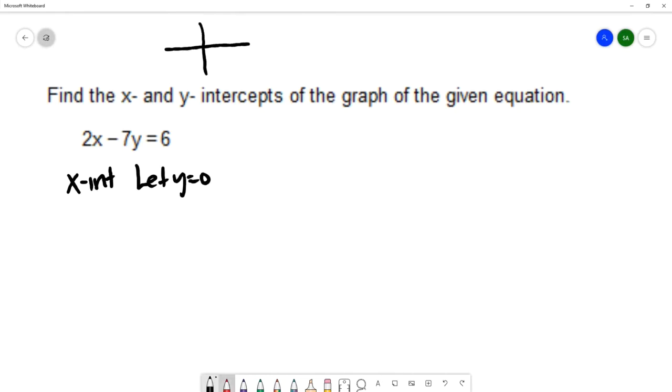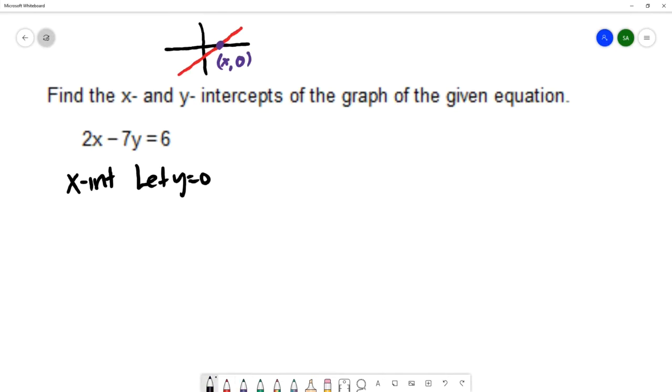So if we have our graph, the x-intercept is the point where it crosses or touches the x-axis. And any point that is on the x-axis will have an ordered pair with the y-coordinate being 0. So if we let the y-coordinate be 0 in this equation, we're going to find whatever that x-coordinate is of the x-intercept.